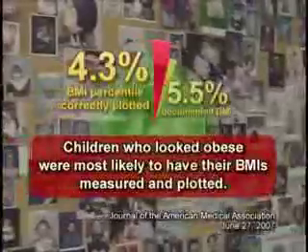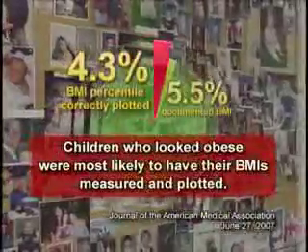Children who looked obese were most likely to have their BMI measured and plotted. We can usually look at a child to tell if he or she is at the extreme of overweight or underweight, but we're not so good at visually estimating weights between the extremes. That's where a BMI can help.